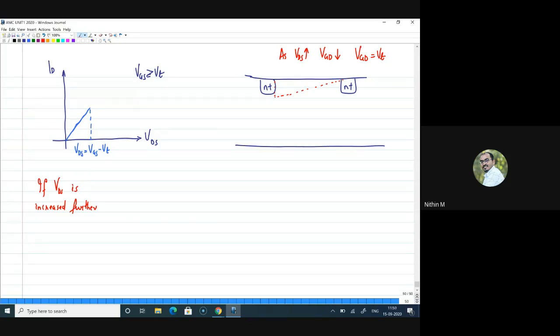Yes, we call it pinched off. What is happening is that the charges present there will naturally vanish because of very little voltage. So as VDS is increased further, the tapered channel will eventually pinch off, right?